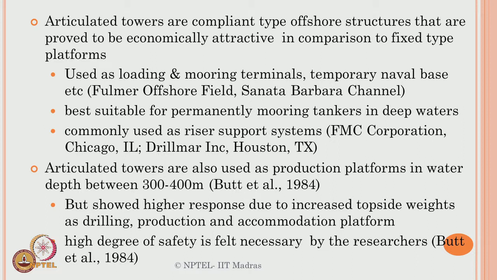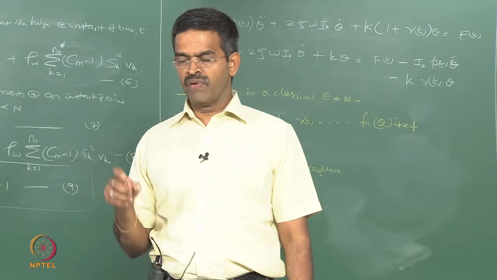FMC Corporation, Chicago, Illinois, and Drillman Corporation, Houston, have also proven to use this successfully for many years in the Gulf of Mexico. ATs are used as production platforms also up to a depth of 400 meters. You can see evidence from Butt et al. in 1984. But the difficulty with this is they showed higher responses because of topside increment in the activities during production. So then Butt et al. 1984 indicated that the response control becomes an important factor.